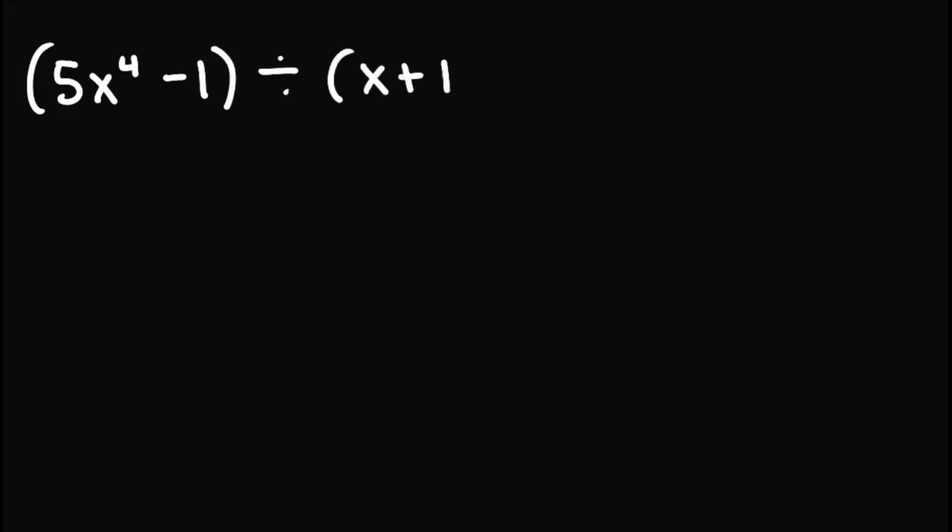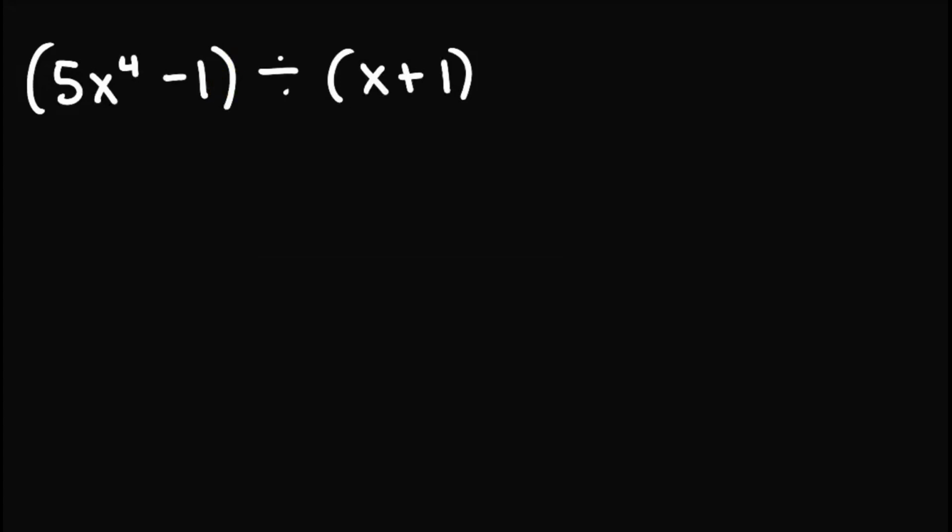Let's have this one last example. If we have 5x raised to 4 minus 1 divided by x plus 1. So from here, we might rush into writing out the coefficients as 5 and negative 1, but that is incorrect. Take note that there are actually terms in between these, since we can write 1 as x raised to 0.